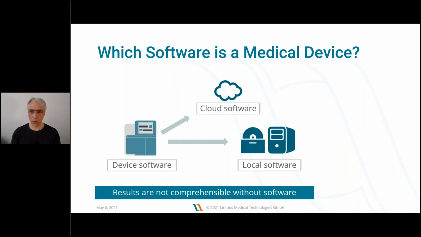One very important criterion to determine if software is a medical device is, for example, whether the results from the software would be comprehensible without using the software. Meaning, could you take a piece of paper and a pencil and come up with the same result? That's the criterion. If it's not the case, if the calculation or the analysis is opaque to the user, then it's probably going to be a medical device.